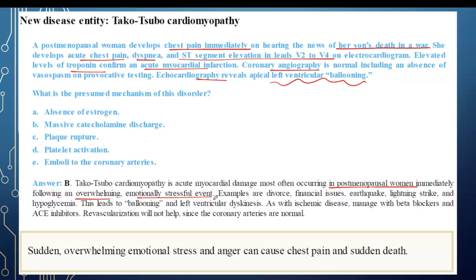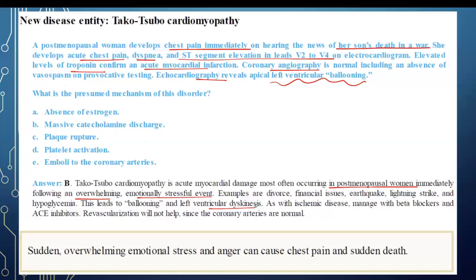So it is a response to something really overwhelming for a patient, such as financial breakdown, earthquake, lightning strike, hypoglycemia, something which is very stressful for the patient, which will cause ballooning of the left ventricle, and the left ventricle will not move as it should, which will cause dyskinesis of the left ventricle. Okay, so the problem is not inside the coronary artery, rather the left ventricle is not moving. So that's why there is not much of a blood supply happening.